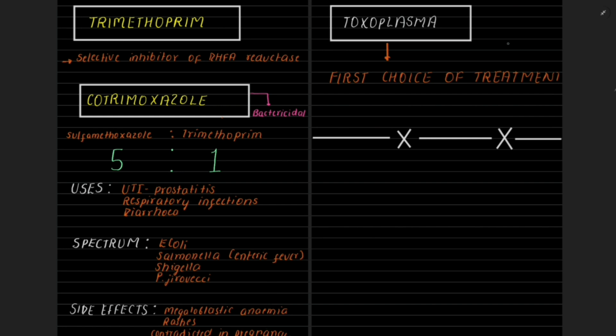Lastly, I hope you paid attention. Then you must know this point that sulfonamides are the drugs of choice for toxoplasma, or they are the first choice of treatment.